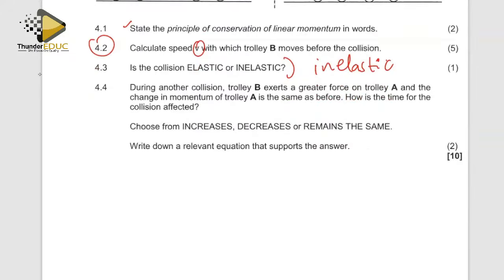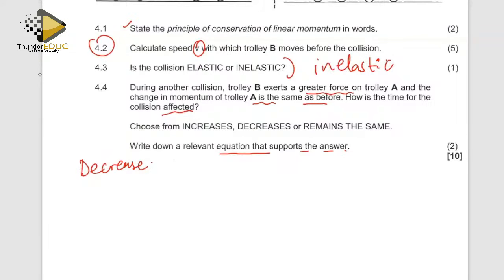Then 4.4. They are telling us that during another collision, trolley B exerts a greater force on trolley A, and the change in momentum stays the same. How is the time for the collision affected? Choose increase or decrease. In this case, I'm going to say decrease, because the change in time is going to be shorter. And then they want us to write down a relevant equation to support the answer.